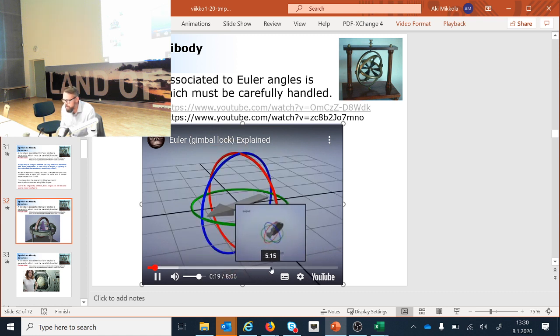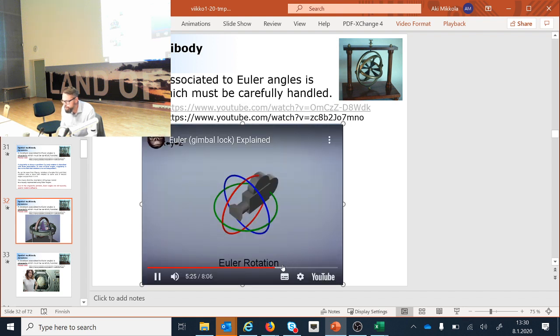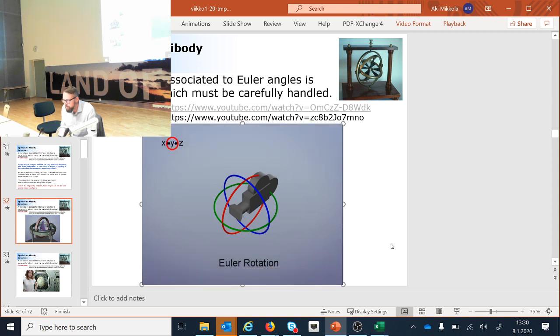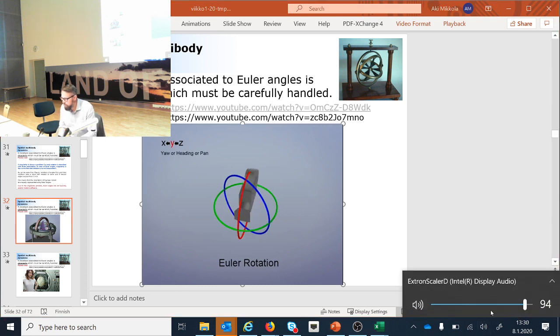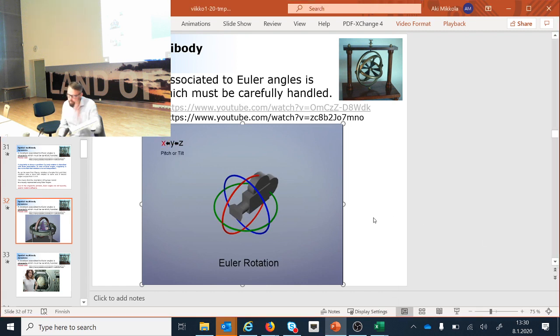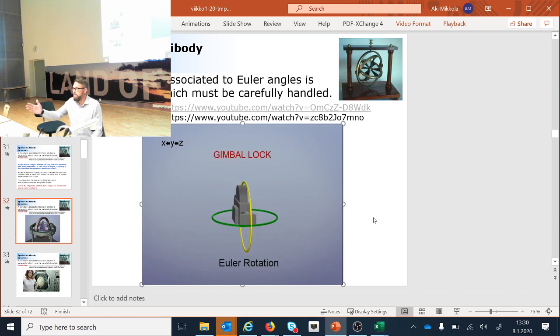You can watch the full movie a bit later, but I'm just going to move on to gimbal locking. Okay, here. Here, that's a gimbal lock.